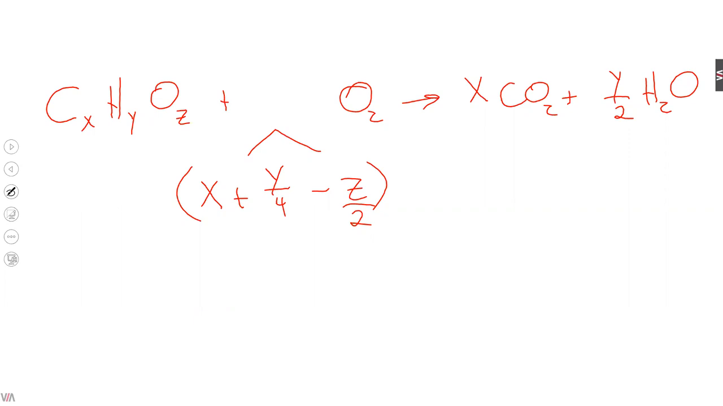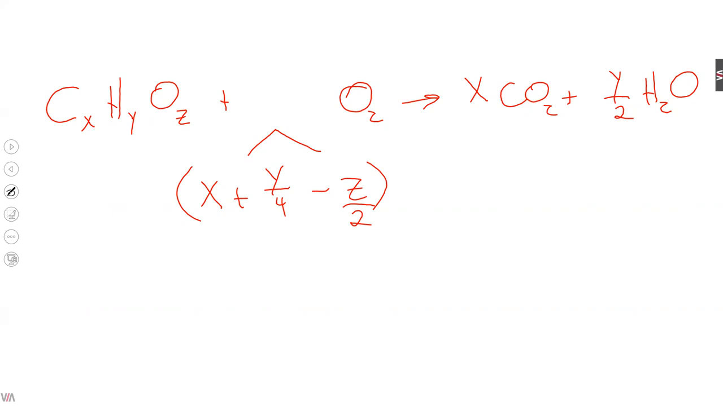Because since we know that Y is going to be an even number, when we plug in all our numbers here, this whole thing is either going to be a whole number or it's going to be something over 2. So if we happen to balance this and, based on our numbers of Y and Z, we wind up with something that's over 2, we just take the entire thing, multiply by 2, and we've got a balanced reaction with all integers. General solution. The general solution to balancing an organic reaction.